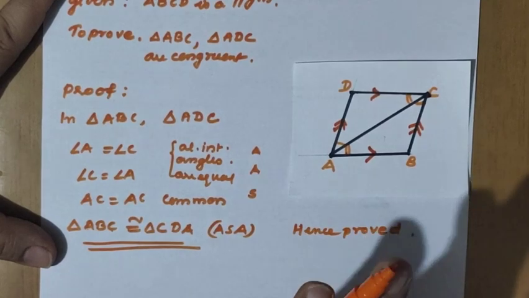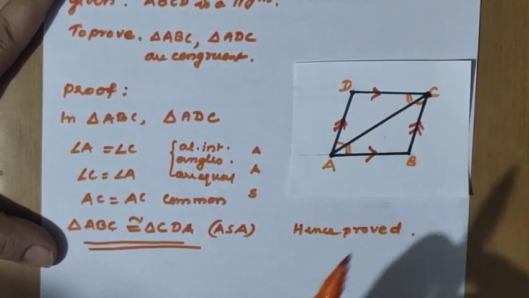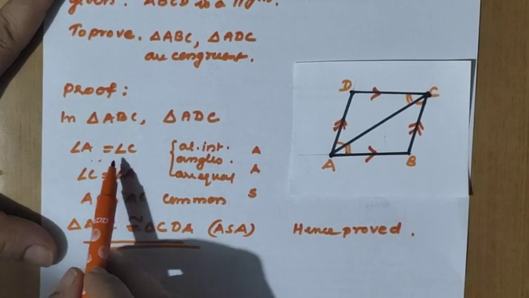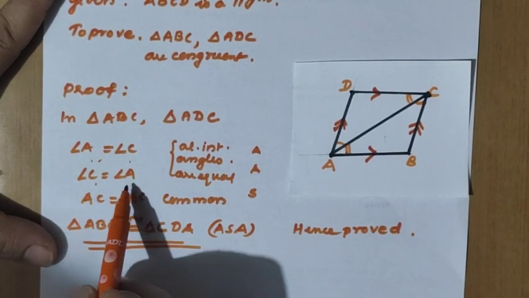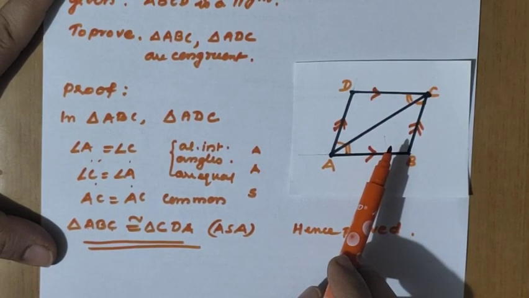Equal, we cannot use it, only two pairs of opposite sides are parallel. So we already marked the parallel concept in the figure. Now we are going for the angles. Angle A is equal to angle C, and angle C is equal to angle A. What is the reason? Alternate interior angles.